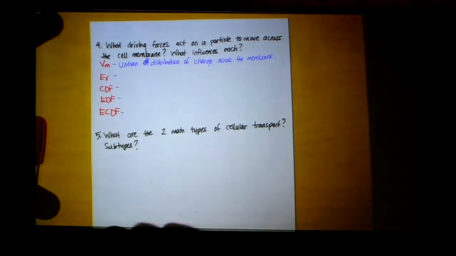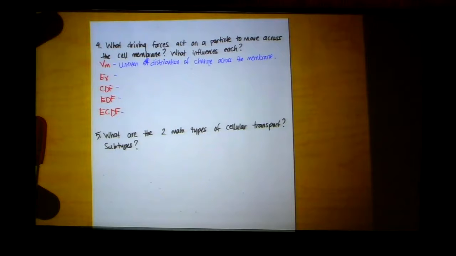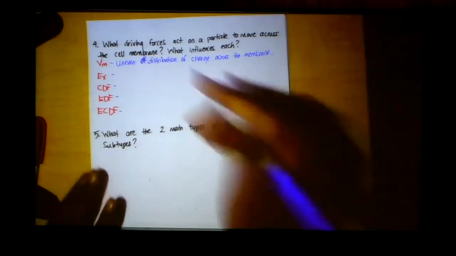What is the equilibrium potential? Now, we talked about the word equilibrium a lot, right? So equilibrium means that we want to be at equal distribution across that membrane. So what's the force that wants to do that? The concentration gradient. Good. So the concentration gradient is what determines the equilibrium potential. Okay?